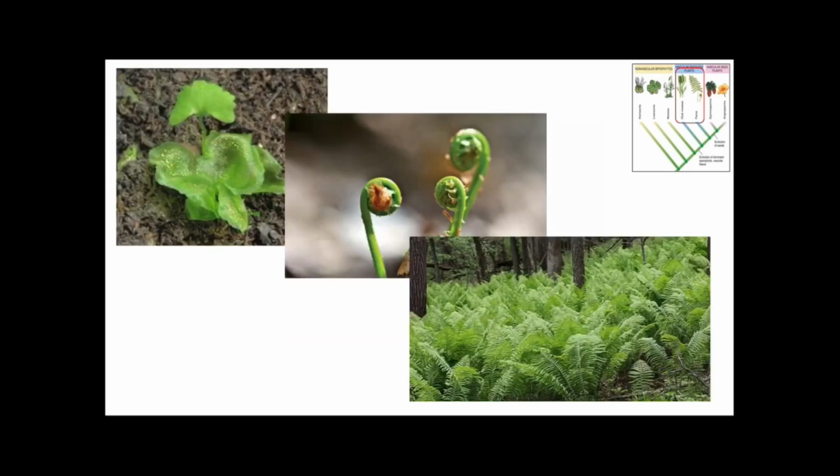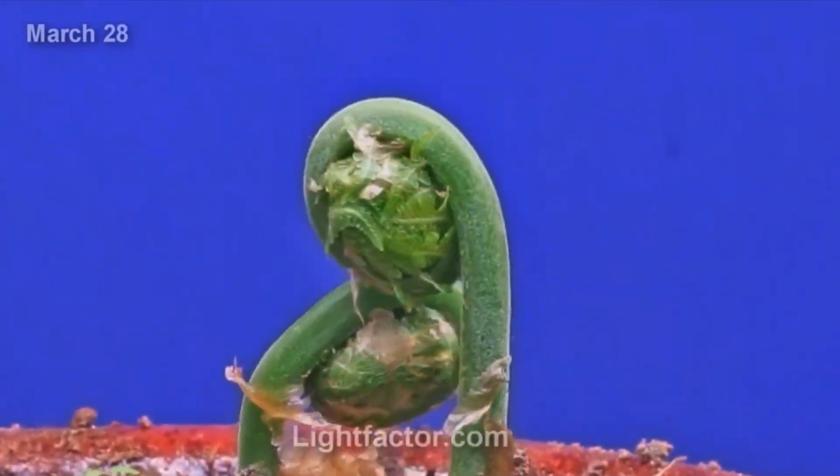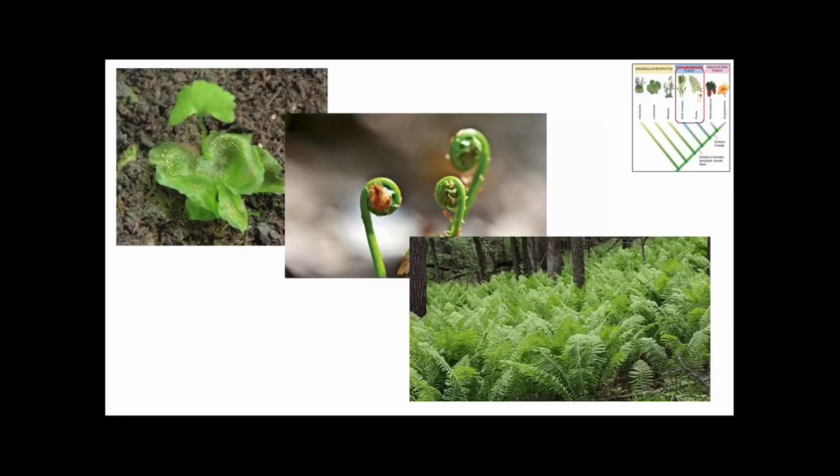The young developing leaves in ferns are called fiddleheads, and you can see those in the middle. They're called that because they look a lot like the head of a fiddle. On the bottom right, you can see that ferns have dominated the landscape. While this area might be somewhat moist, it's probably too dry for mosses to grow.